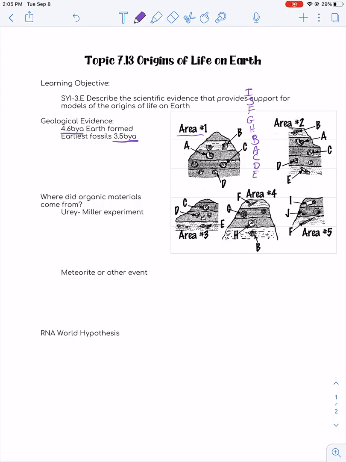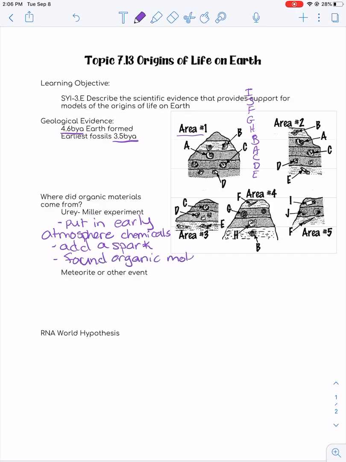But one of the questions too is, where did these organic materials come from? Years ago, two scientists named Urey and Miller did an experiment where they put in what they thought were early atmosphere chemicals. It's now been shown that the chemicals they used didn't quite match what was in the early atmosphere, but that's okay. They added a spark to simulate lightning, and they found organic molecules, the early building blocks of life.